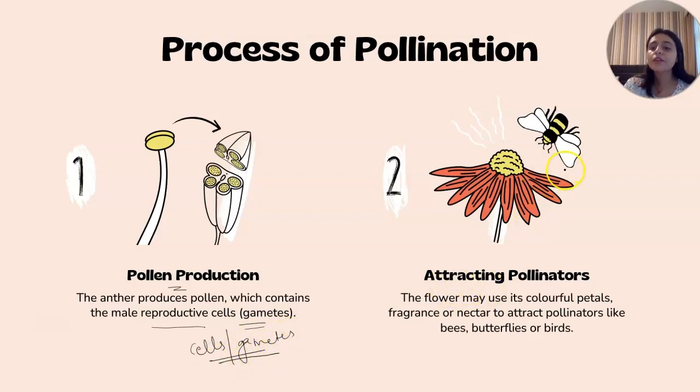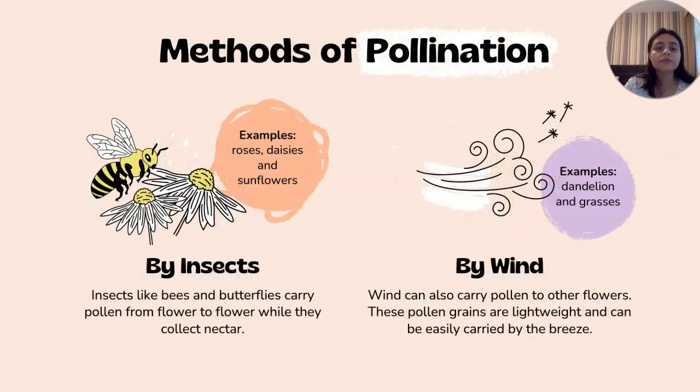So these pollens are attracted by the pollinators, because pollens do not go and stick to the style on their own. They need some agents, pollinating agents. These can be insects, bees, or winds, which also transfer these pollens to the sticky part of the female part, which is the stigma. And these pollinators can be bees, butterflies, or birds. Okay. So there are different methods of pollination, by insects or by wind. You can choose any one. These insects are going to transfer the pollens from the anther to the stigma. Examples: roses, daisies, or sunflowers.